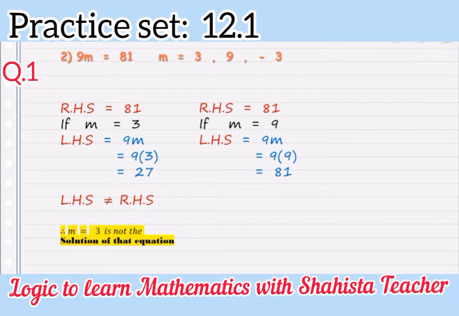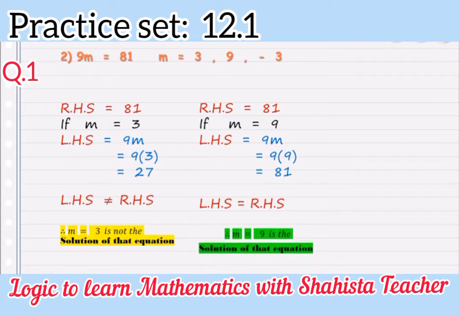Yes. Now here LHS is equal to RHS. Both the sides are equal. Left hand side is 81, right hand side is 81. So we will write here LHS is equal to RHS. Therefore, m is equal to 9 is the solution of that equation. So simple and easy to understand.